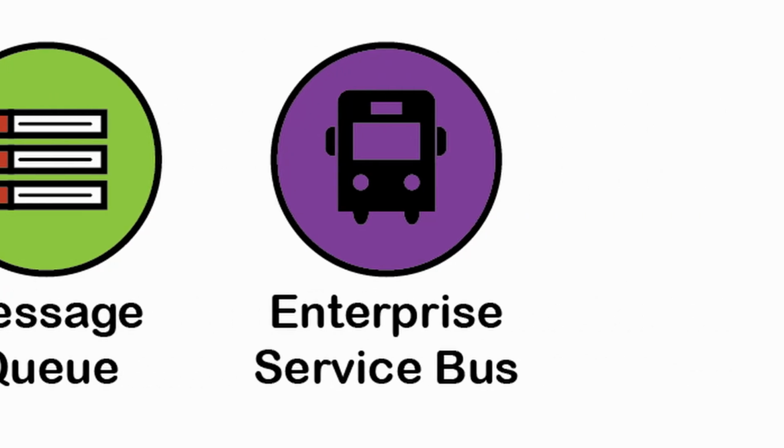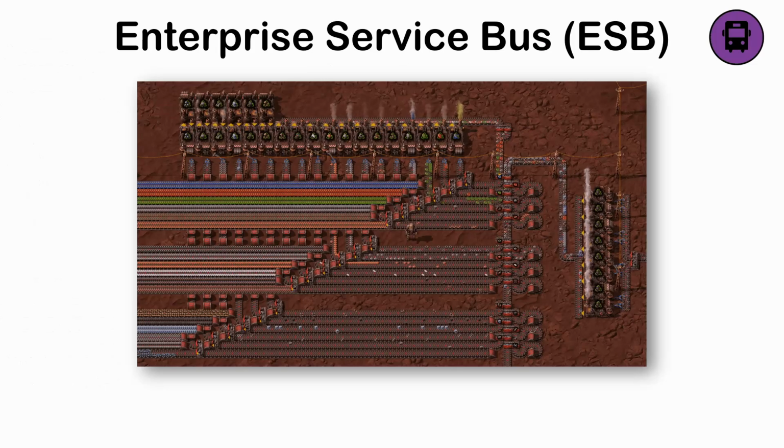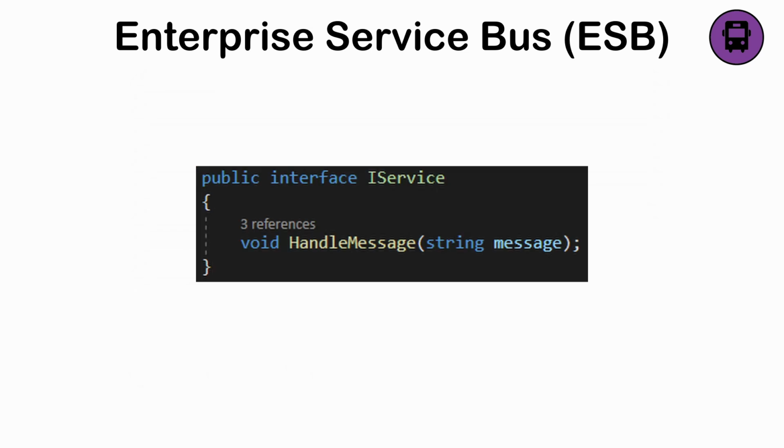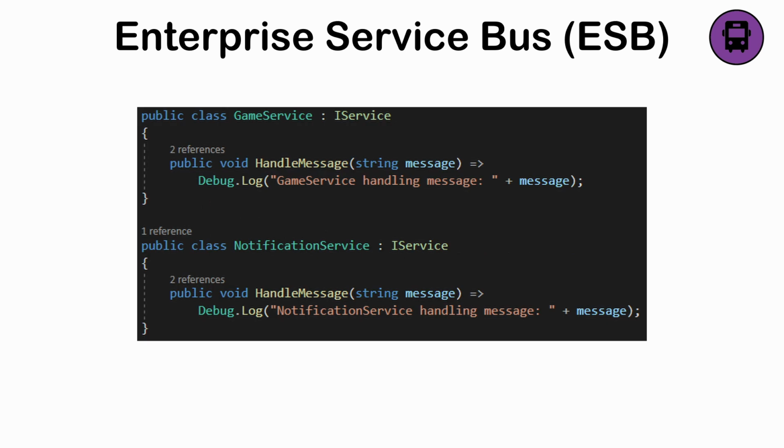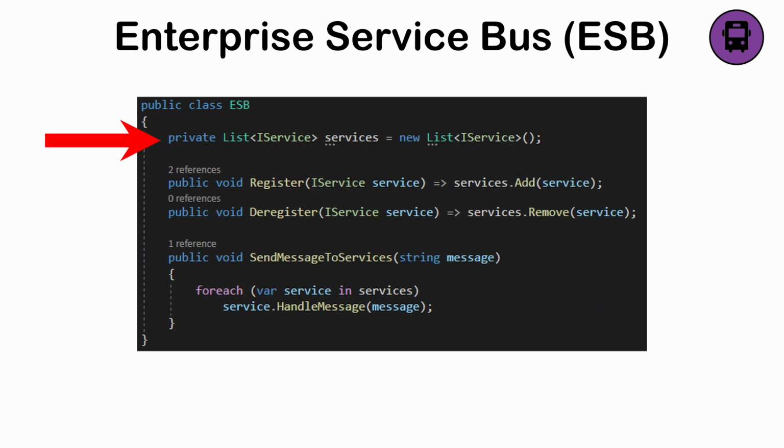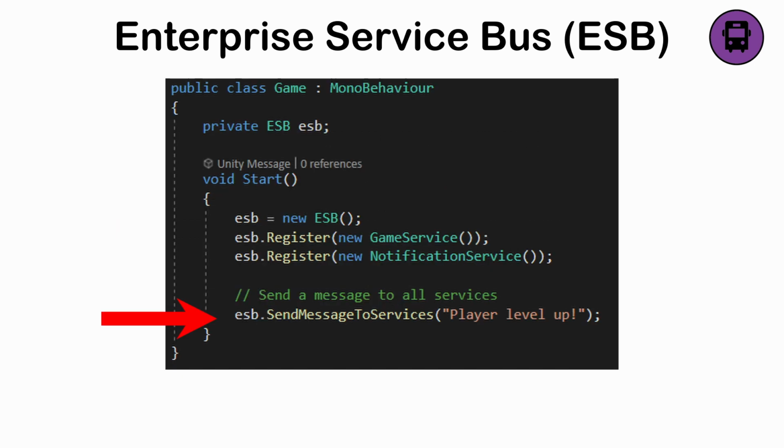Enterprise Service Bus, or ESB. A central hub for routing, transforming, and handling messages between components. Start by defining an interface with a method for handling messages. Child classes will provide specific implementations. The ESB will keep a list of all services that need to be notified and a way for objects to register calls. When an object calls the ESB, asking it to send a message, the ESB will loop over all registered services and notify them.